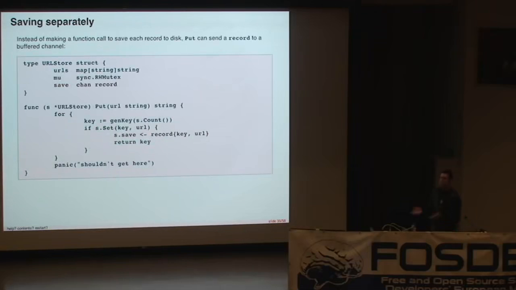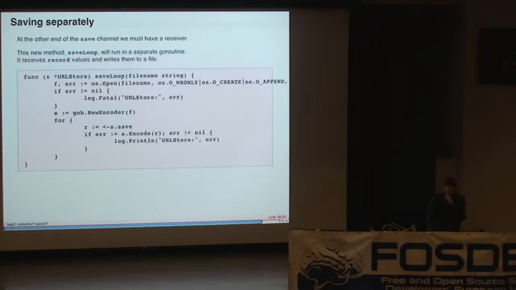So instead of making a function call to save each time we do a put, put can just create a record value and send it down some channel. So I'll add this field to my URL store, save, which is a channel of records. And then when I successfully perform a set, I will send this record containing our key and URL down the channel save. And then at the other end of that channel, we need to have something that's actually receiving those values and writing them to disk.